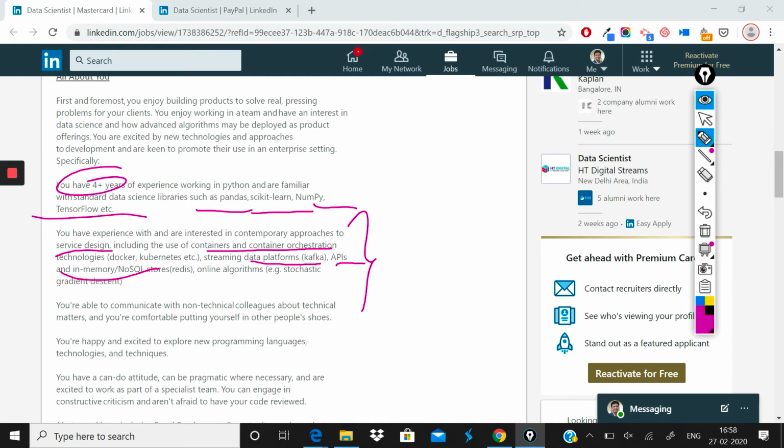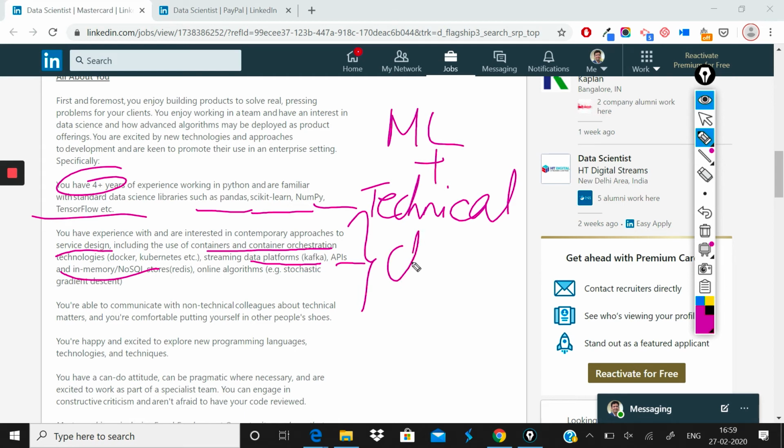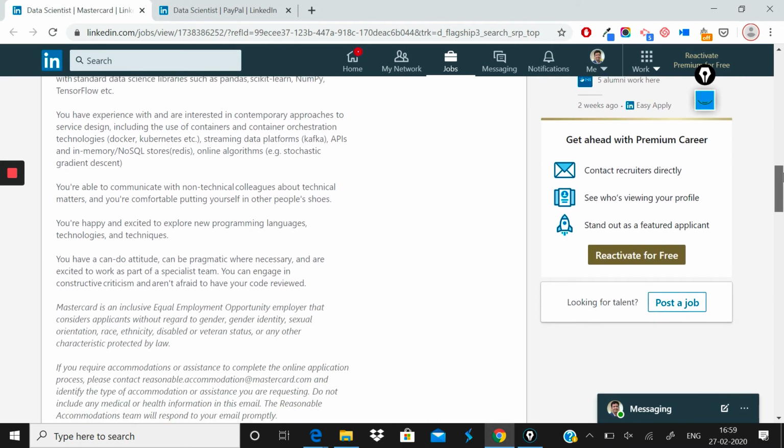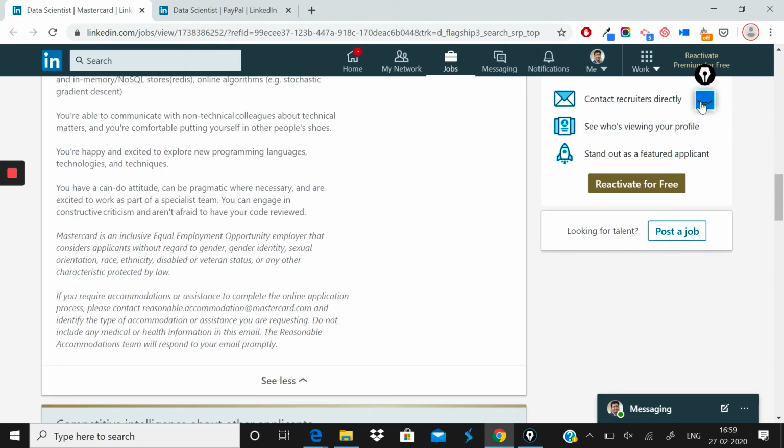So essentially what they are expecting is they don't only expect you to know machine learning inside out, but they want you to have technical chops also. You need to be from a technical background. And if you're from a technical background, I think this role is something that you would excel at, and you'd do pretty well.